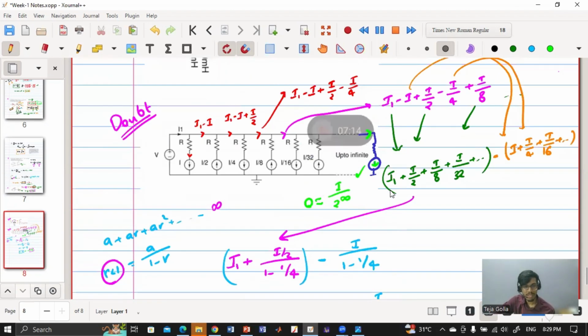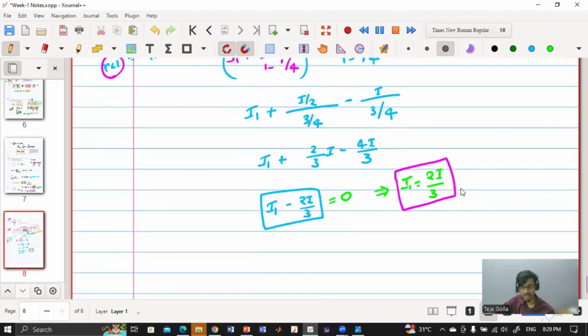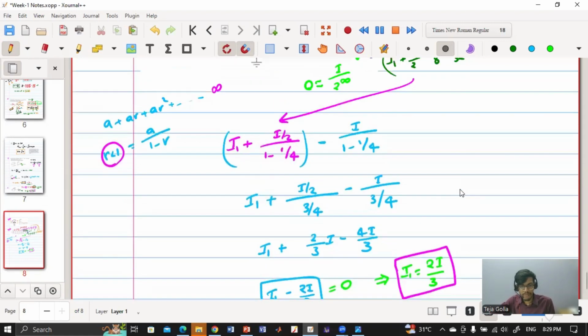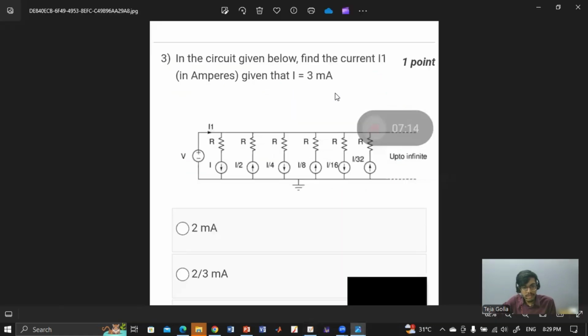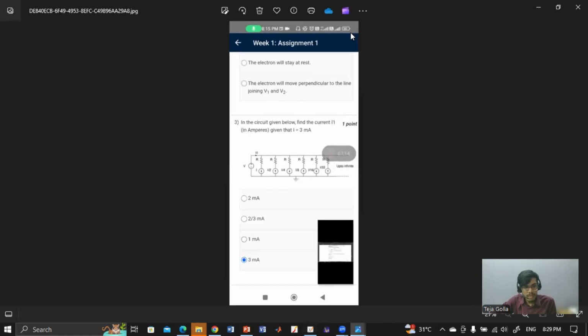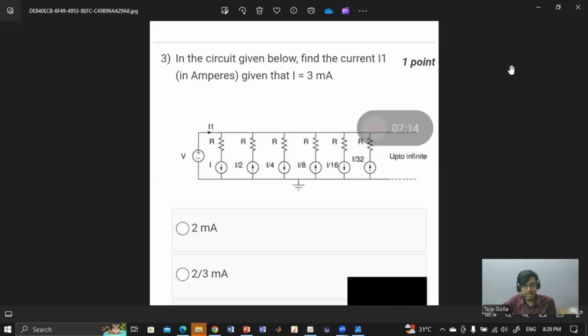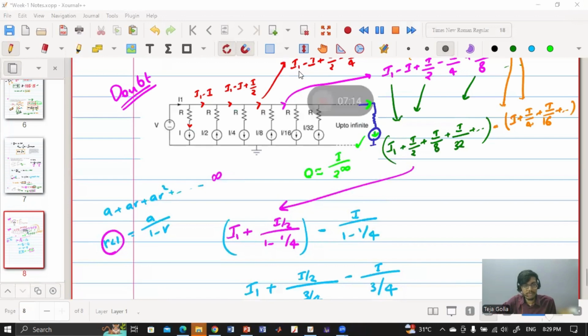And I don't know what is the current. I think they have given 3, so I1 should be 2 or something like that. You please check the answer. I hope this is clear, whoever has asked. Kamakya, is that clear? Hello, is that clear, Kamakya? Any other doubts? Hello.